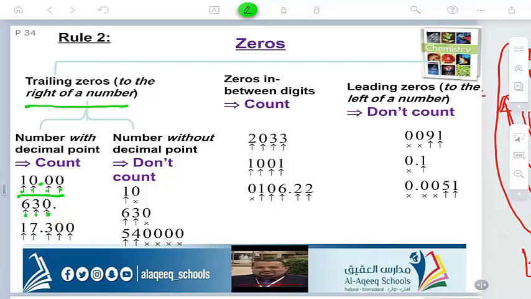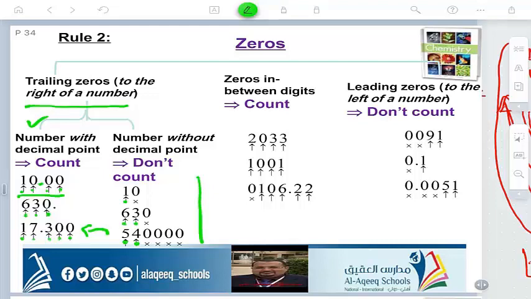If zeros are located after the decimal, on the right-hand side of the number, we count all of them: 1, 2, 3, 4, 5 significant figures. This is the first case of zeros, to the right of the number. What if the number has no decimal? We count only the digits, not the zeros. Look, this is one significant figure only. This is two significant figures only. This is two significant figures only. Different from this case, okay? Because here, there are no decimals.